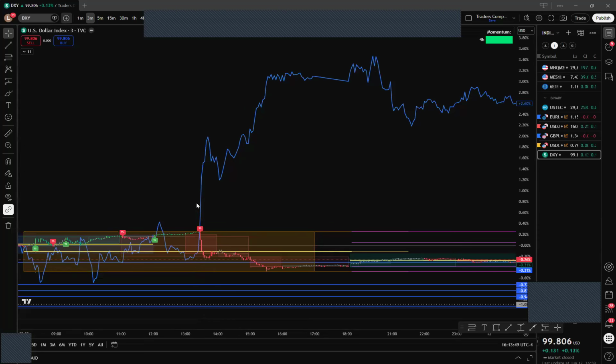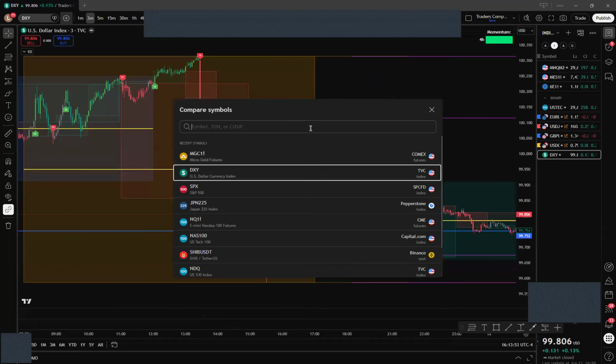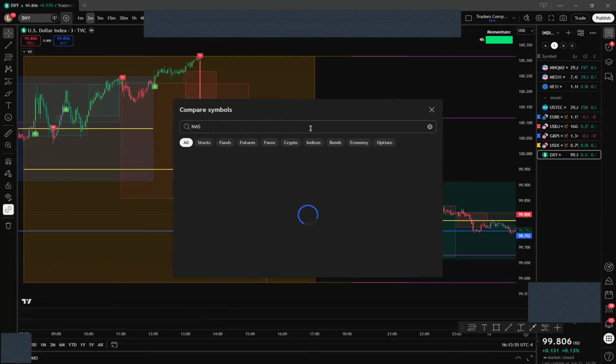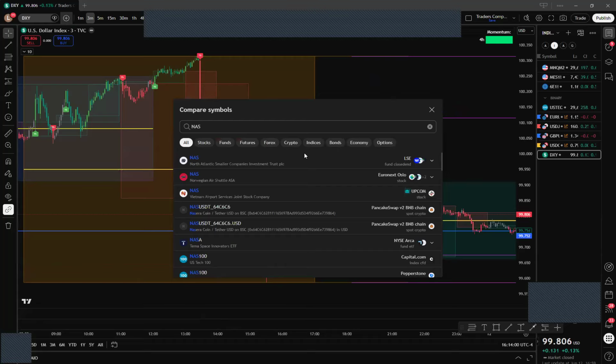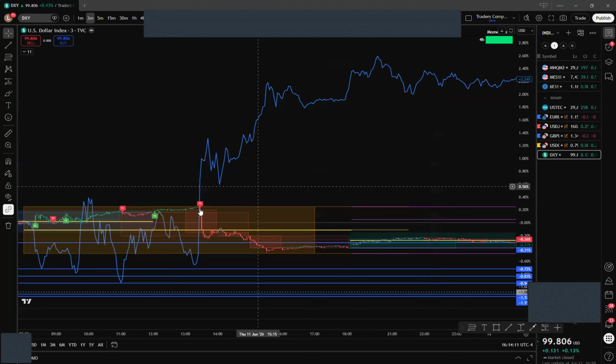If I do compare again, I'm going to take that one off because otherwise it will look a bit messy on my screen. I'm going to put NAS 100, US Tech. If you're trading futures, you know the symbol, but I'm just going to do this one. I'm going to put it on the same scale rather than a new pane. And it's exactly the same move, guys. With NASDAQ, we've gone crazy long, and the dollar index, we're shorted.